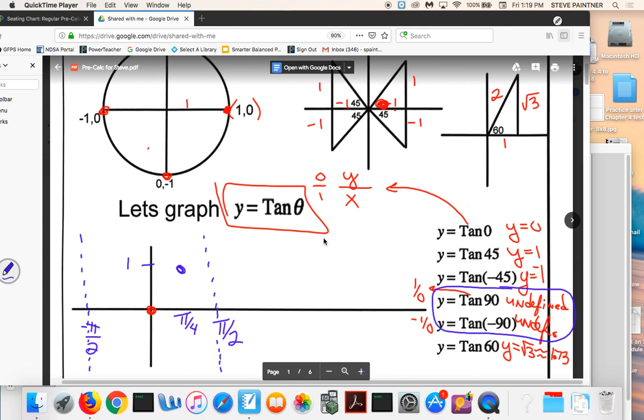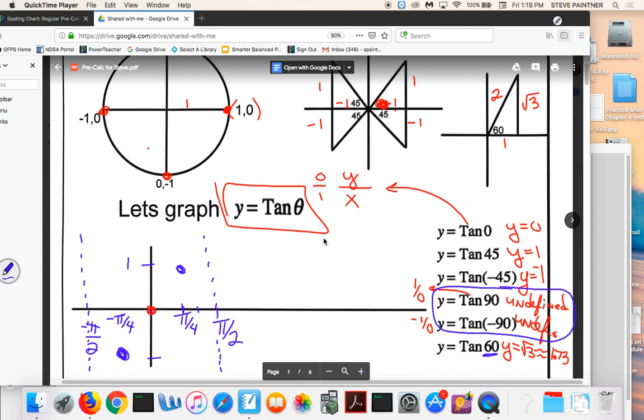But what about dead center here? Negative pi over 4. And that's negative 45. What's the answer? Louder. It says negative 1. Yeah, negative 1. Right about here. So it goes from here to here to here. Oh, okay. I made you do another one. I made you do what? 60. So 60 is a little past 45. It's about here. So at 60, what's the answer?